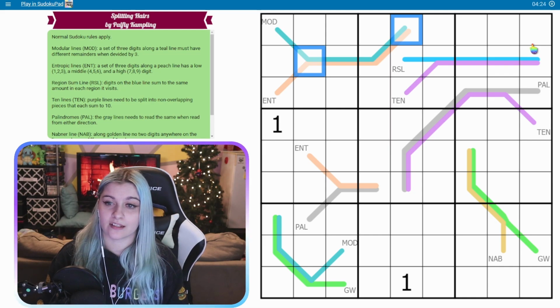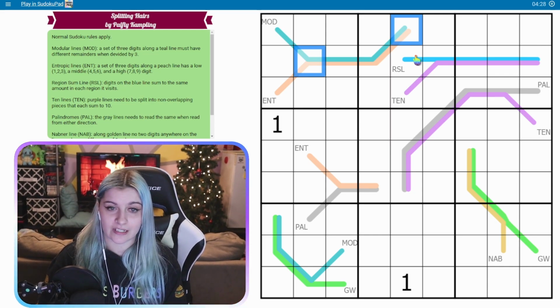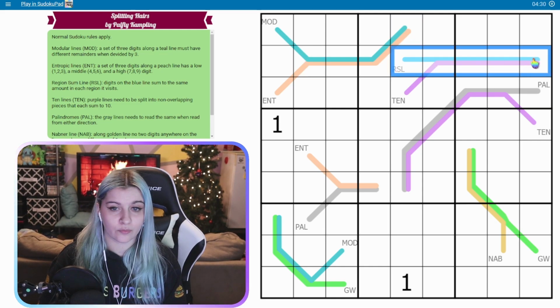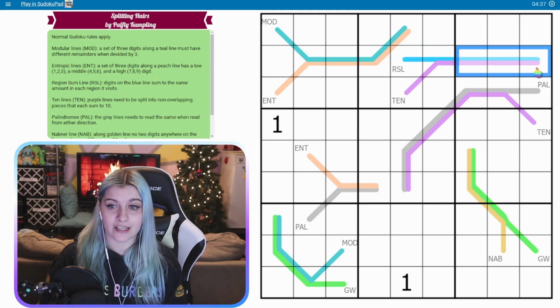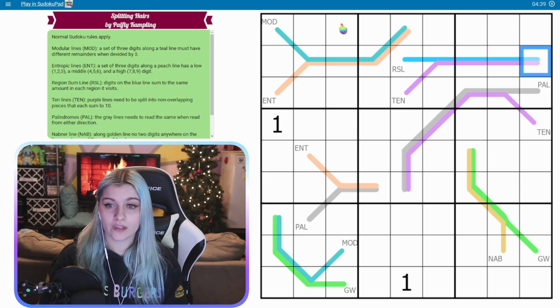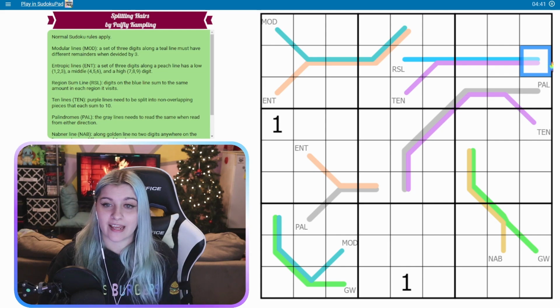Region sum lines. Digits on a blue line sum to the same amount in each region it visits. Okay, so we have a region sum line here. This might be the only one, actually. So these 2 cells are going to have the same sum as these 3 cells. Sounds good to me.